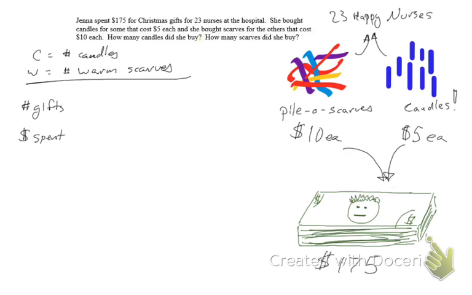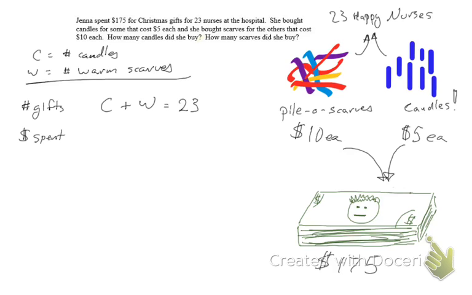So for the number of gifts, I know that Jenna bought a total of 23 gifts, one for each of the people, and some of those were candles, some of those were scarves. If I add up the number of candles and the number of scarves, there should be 23 gifts.